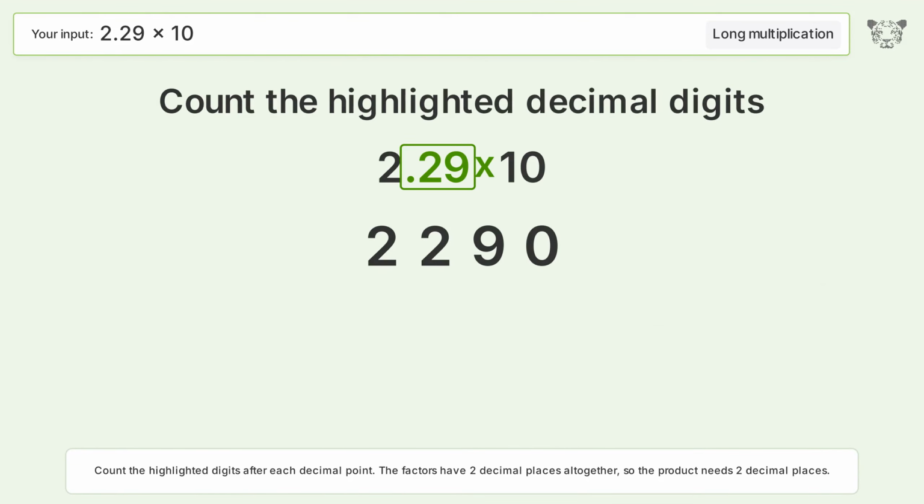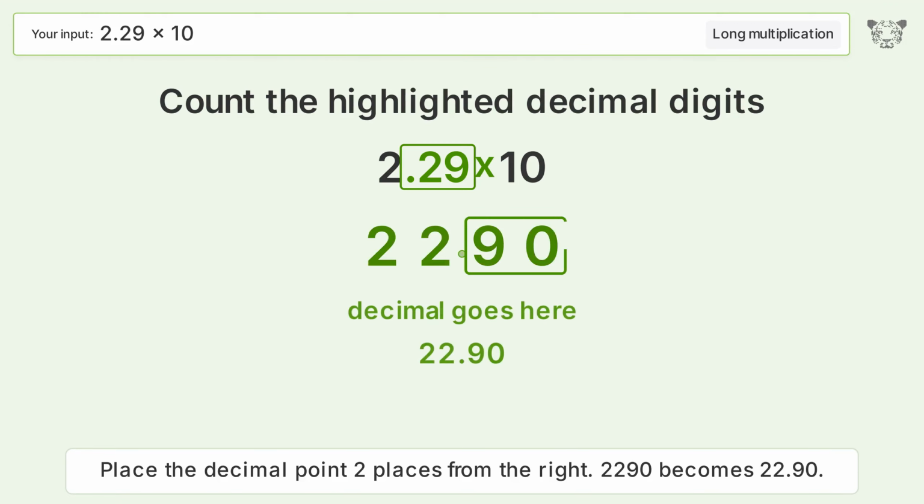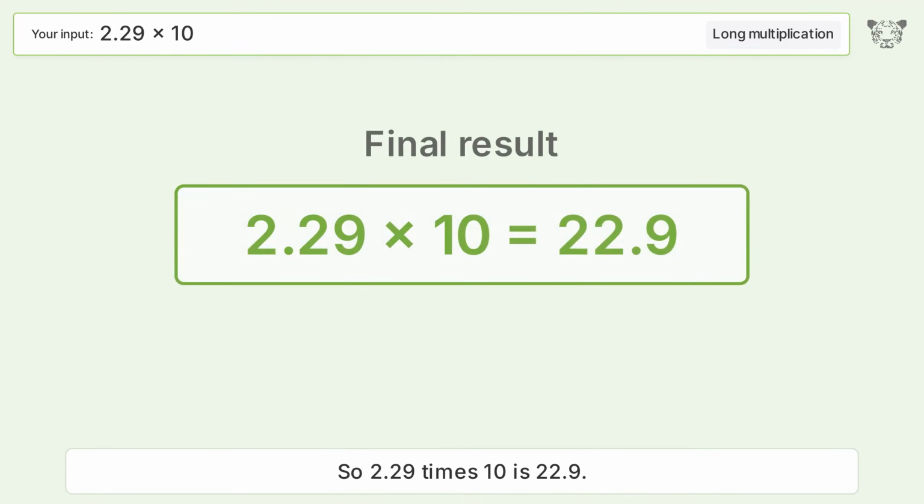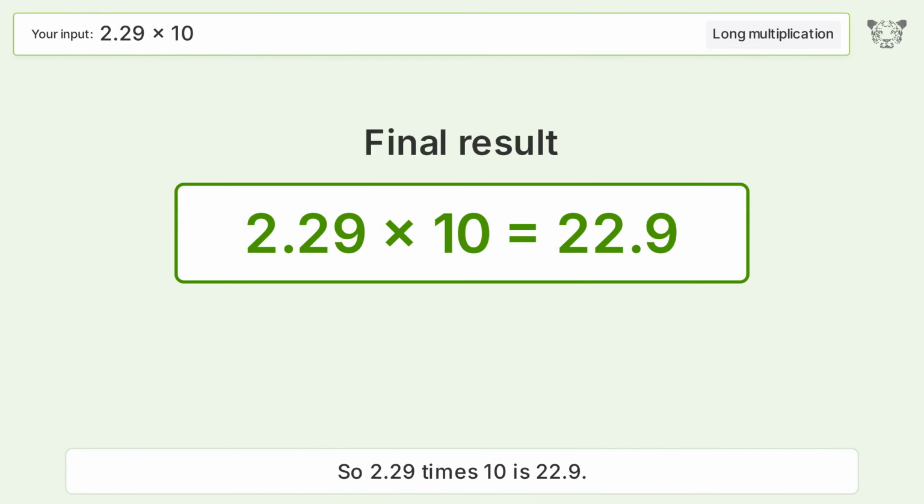Count the highlighted digits after each decimal point. The factors have 2 decimal places altogether, so the product needs 2 decimal places. Place the decimal point 2 places from the right. 2,290 becomes 22.90. That is simply 22.9. So 2.29 times 10 is 22.9.